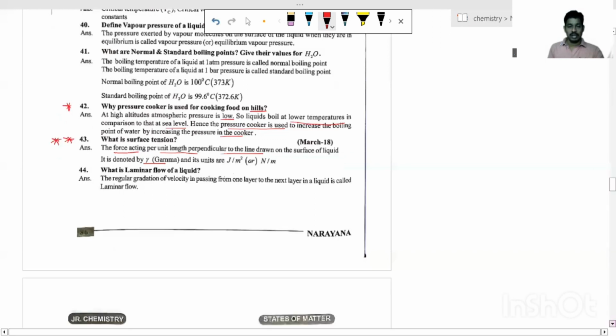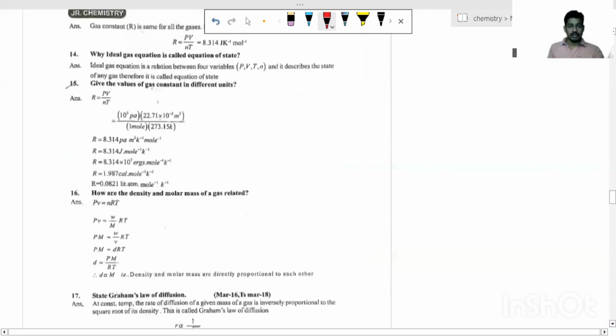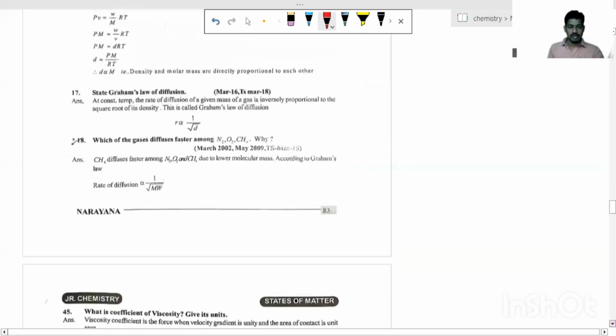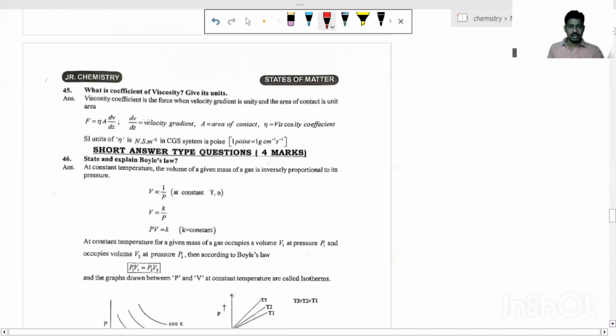Next, let us see what this is again. They have given the universal gas constant values.